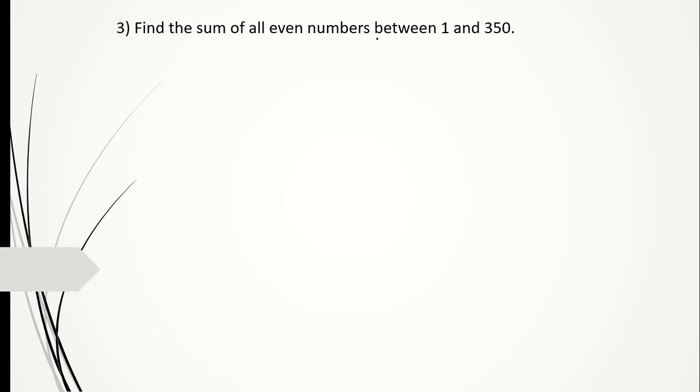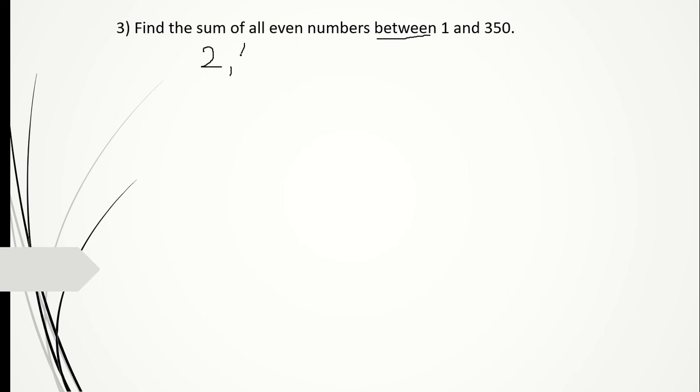Now they have said the word between. They have not said from. If they would have said from, then 1 and 350 also would have been included. But it is said between. So 1 and 350 will not be included. Okay. So this sequence would start from 2.